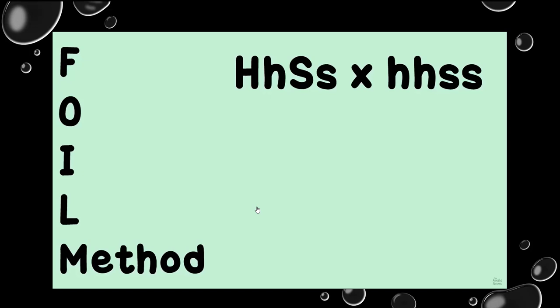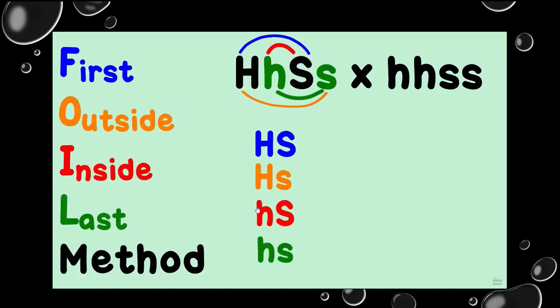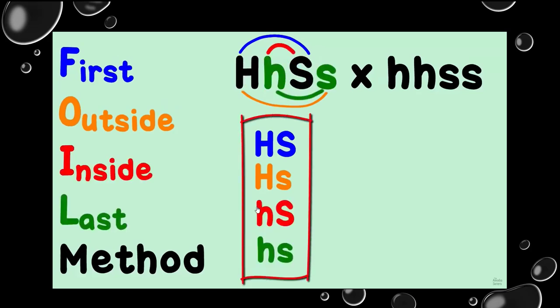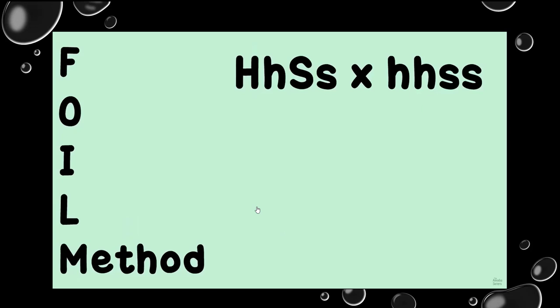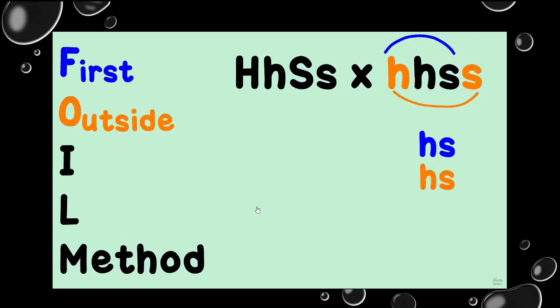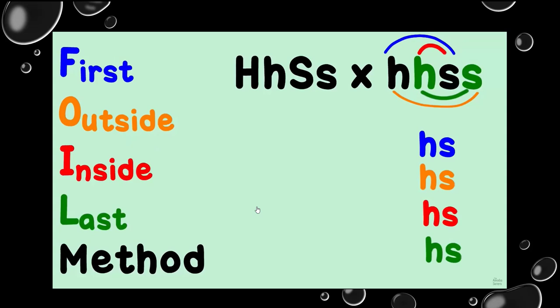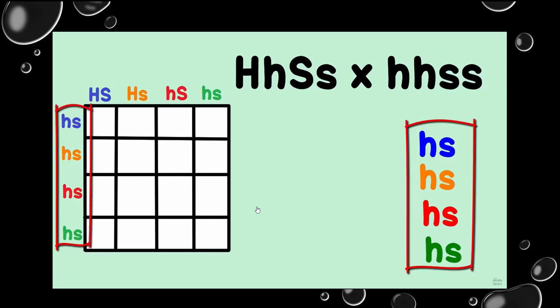So we're going to show you how to FOIL the first parent. The first parent is big H, little h, big S, little s. So to do FOIL, we do it like this. First, outside, inside, last. And you get these gamete combinations. Let's place those on the top of the Punnett square like this. Now let's go ahead and FOIL the other parent. The other parent is little h, little h, little s, little s. So we'll do first, outside, inside, last. And you get these gamete combinations. Let's place those on the side of the Punnett square like this.